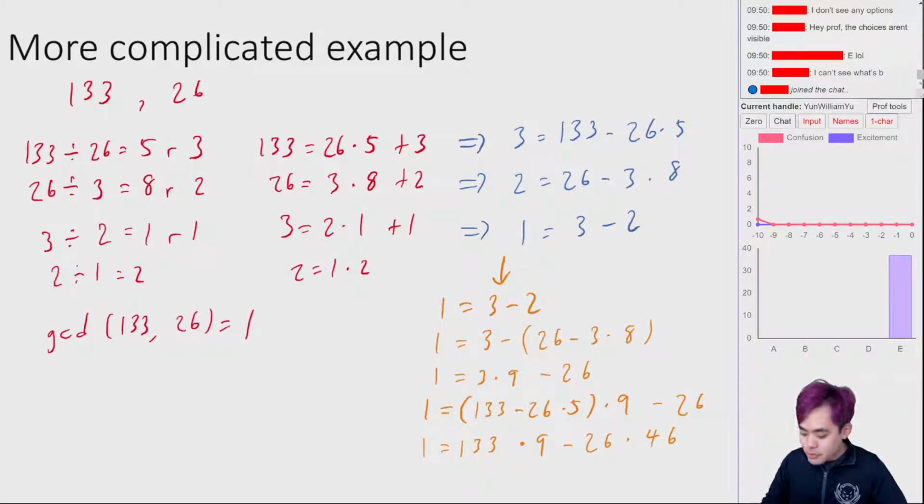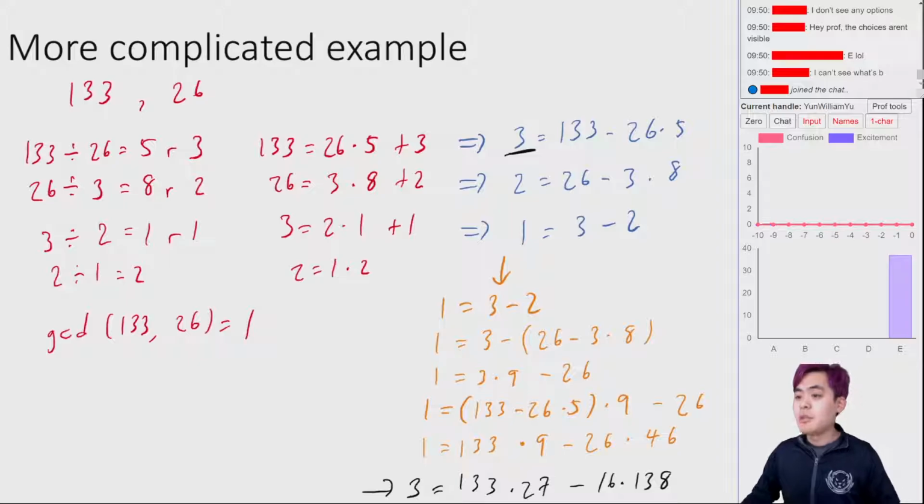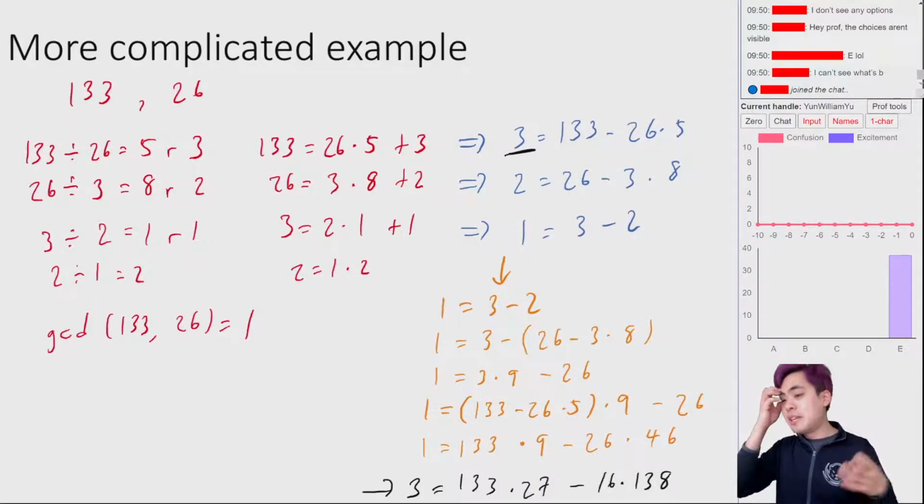If we wanted to, we could create, say, 3. So you could also say that 3 is equal to 133 times 27 minus 16 times 138. But of course, there are two different ways of making 3. This way here would be the way using the Euclidean algorithm to show that you can solve it, even if it's not necessarily the nicest solution.